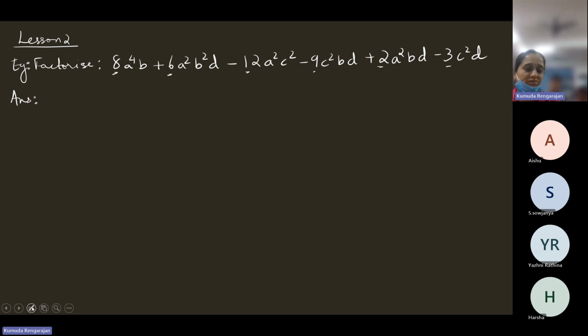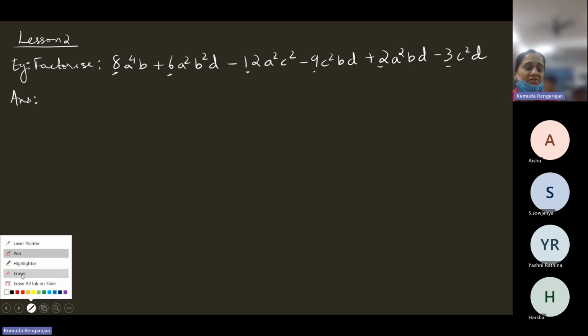Supposing we first, there are 6 terms. So we may start with grouping 3 terms at a time. We can start with grouping 3 terms at a time. There are 6, divide them into 3, 3.